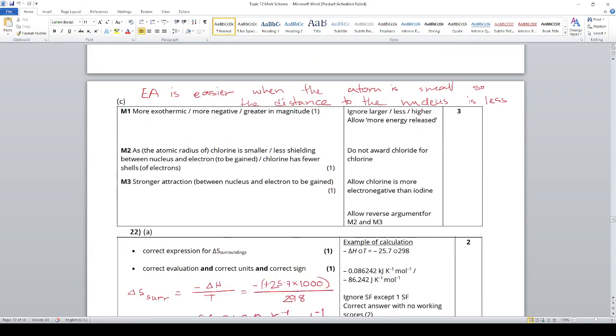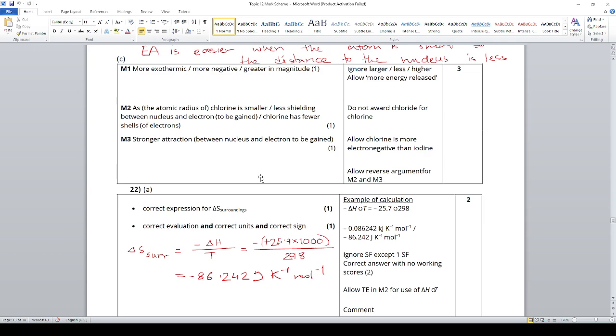This is a question about electron affinity. Electron affinity is easier when the atom is small, so the distance to the nucleus is less. So chlorine has an easier time gaining an electron, right? Electron affinity means gaining electrons. Chlorine has an easier time gaining electrons than iodine because the chlorine nucleus is closer to the outer shell, so it's able to attract foreign electrons. This is good guidance on how to word that in a formal way.